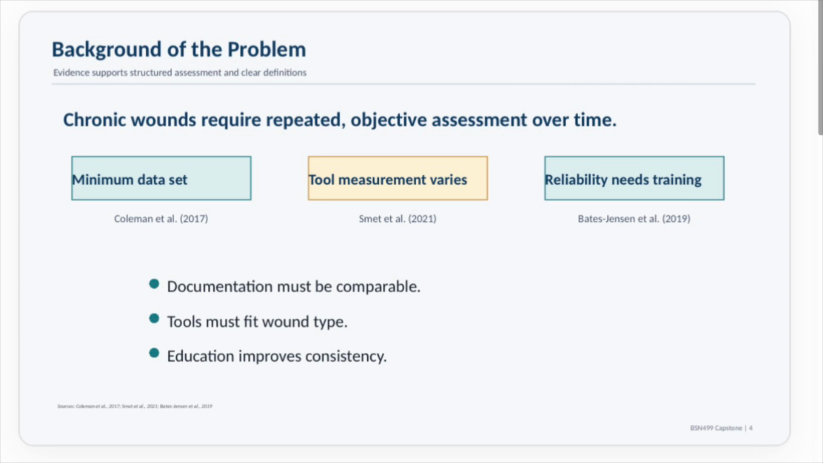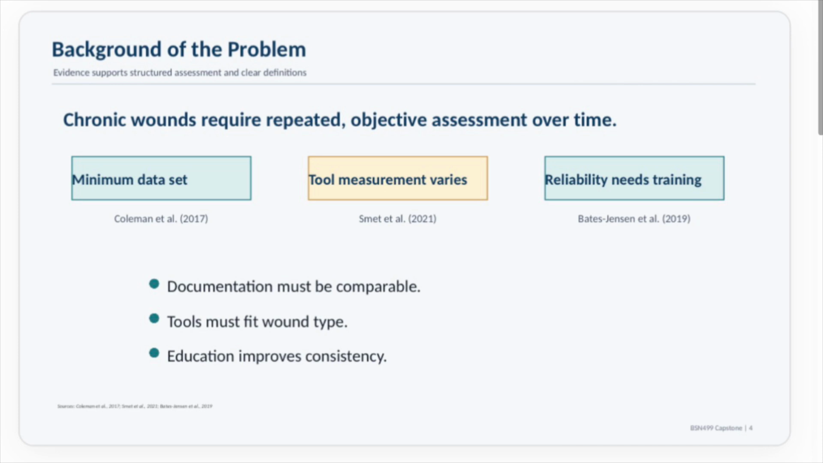Slide 5, Background of the problem. The background of the problem begins with the nature of wound care itself. Chronic wounds are monitored over time, and changes in wound size, tissue, exudate, pain, and peri-wound condition may indicate improvement or deterioration. When assessment elements are not captured in a comparable way, the team may struggle to determine whether the treatment plan is effective or whether the patient needs a different intervention.